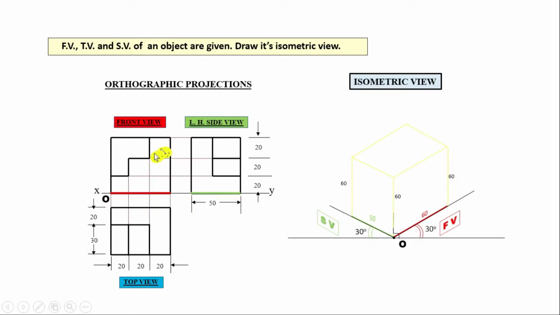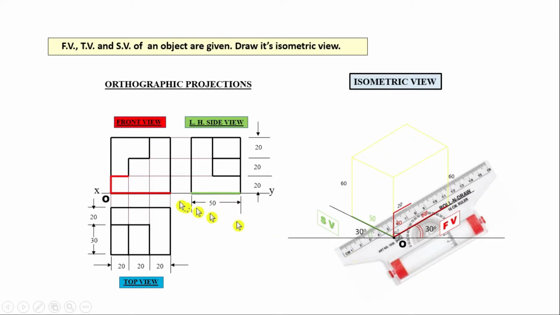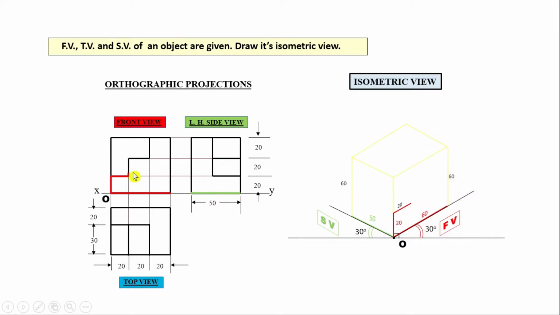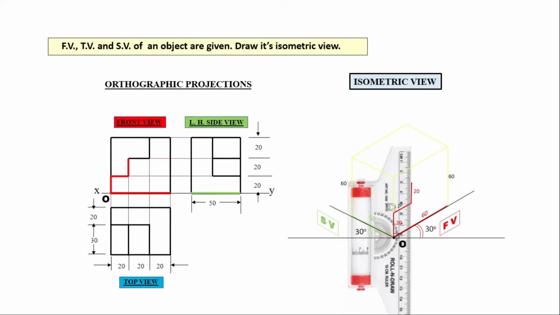So let's start from the front view. The horizontal bottom line we have drawn already, 60 mm. Now from point O, a vertical line we have to draw, that is of 20 mm. So here we have to draw a 20 mm vertical line. Now this line we have to draw, that is a horizontal line, again 20 mm, and that is parallel to this bottom line. So by using a roller scale we draw the parallel line of 20 mm. After that there should again be a vertical line, that is parallel to this vertical line. So we draw the parallel line to this using a roller scale of 20 mm.